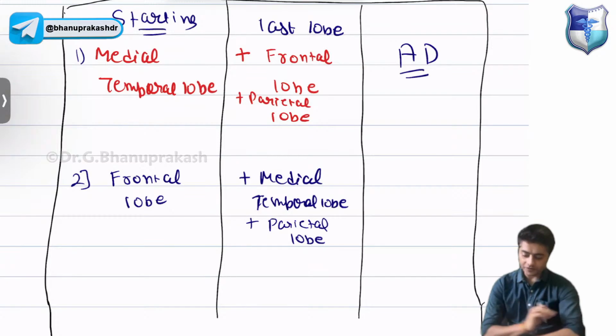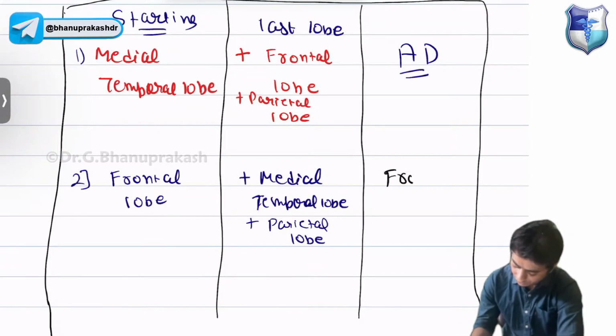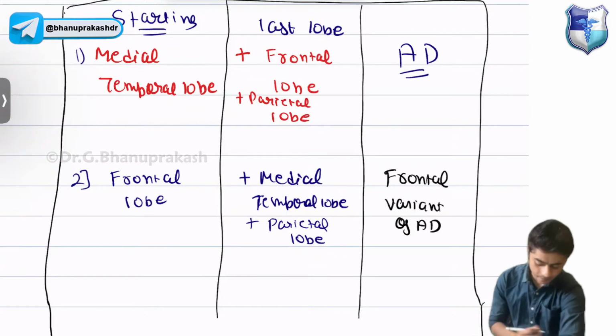Tell me now which lobe is involved. It is your frontal variant of Alzheimer disease.